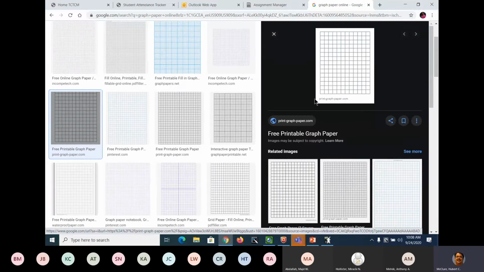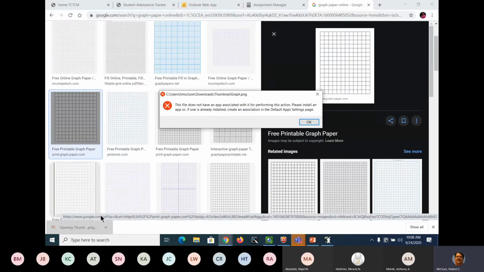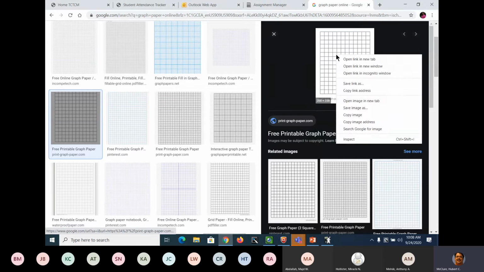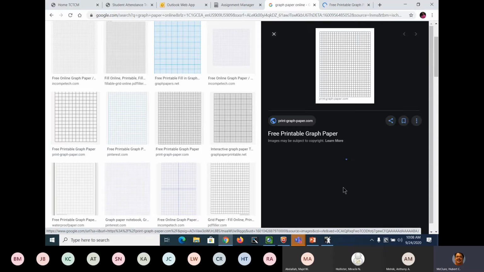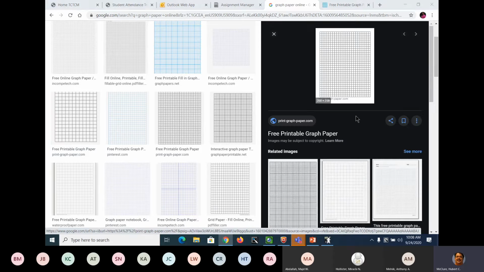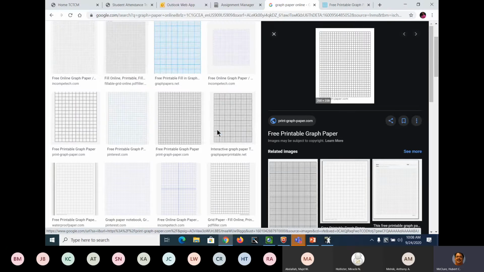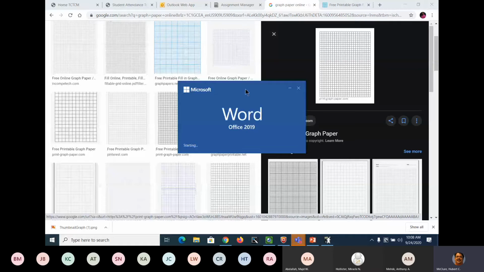Save image as online graph paper. There, thumbnail graph. And pull that up. Oh, great. Really? It won't pull up? Open link in new tab. How about that? Oh, it's going to open up that whole link. Let me try that one. Save image, thumbnail graph. Let me open a word processor and do it that way. I'm talking to myself, just ignore me.